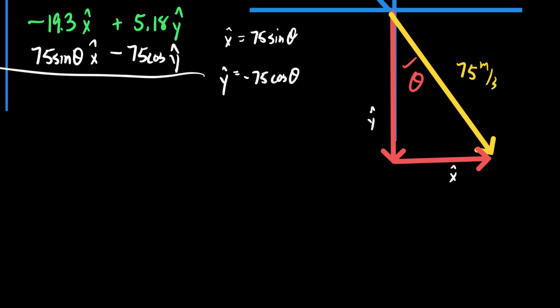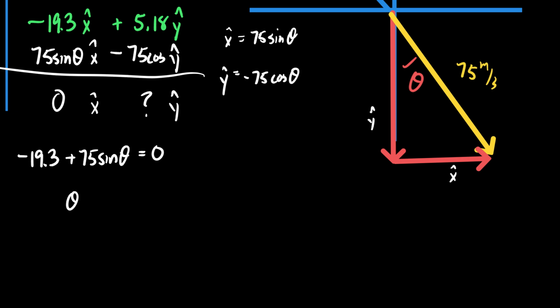Which one of these do I want to zero out? X. I want there to be no component in the x direction. I want that sum to be 0. I don't know what the y will be. That will be the ground speed. So it looks like I'm going to have negative 19.3 plus 75 sine theta equal to 0. So theta is 14.9 degrees.